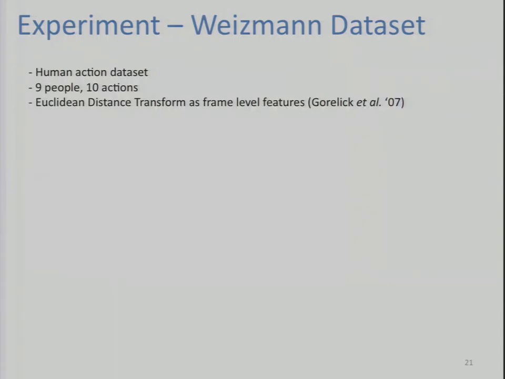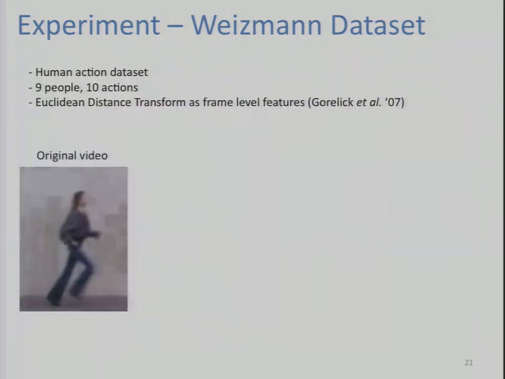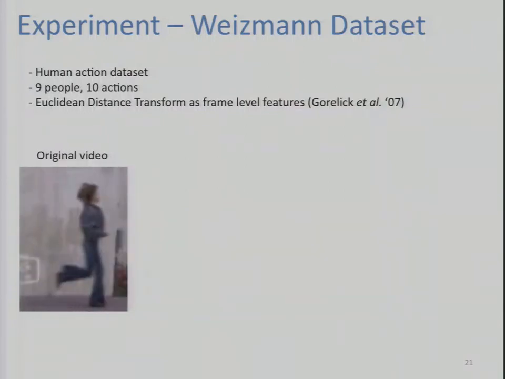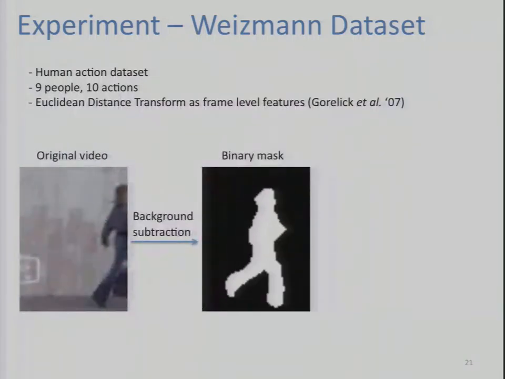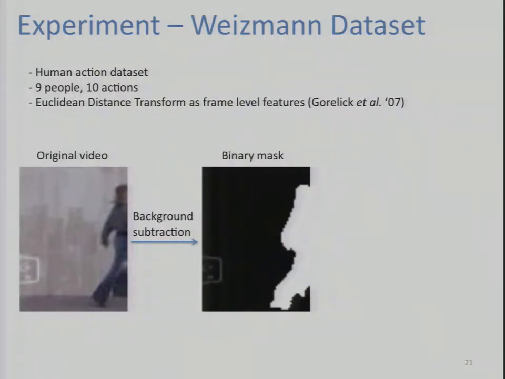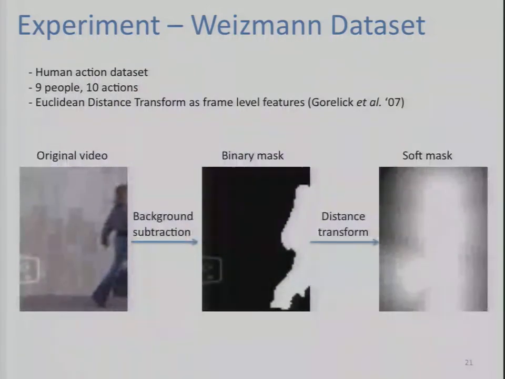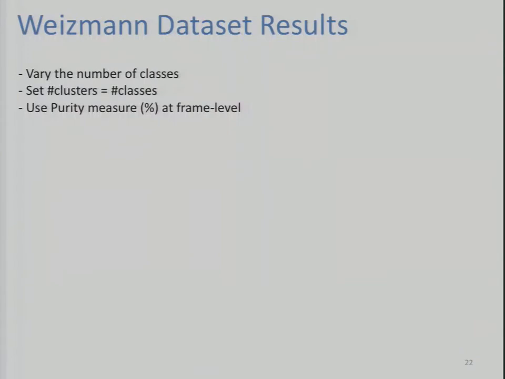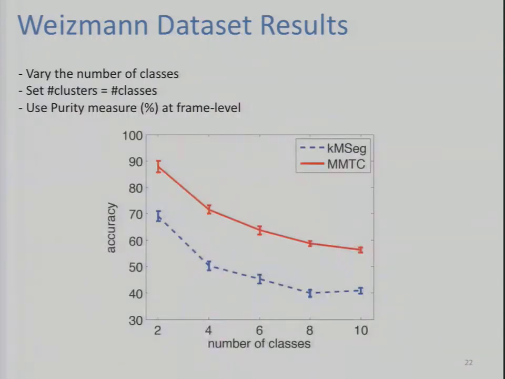And here is how we compute the feature vector at the frame level. Given the original video, we first do the background subtraction to get the binary mask. And we use the distance transform to get the soft mask of the binary mask. So here is the result.